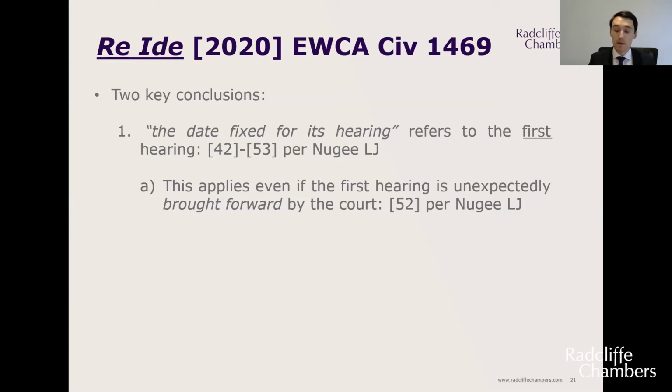For example, imagine you issue an application in the ICC court today. The court lists it for the 18th of March, but due to unexpected availability, they offer to bring it forwards by a week to the 11th of March. Even though you've got the 18th of March written on your application form, Re Eyed suggests you should work backwards from the 11th, the earlier date.